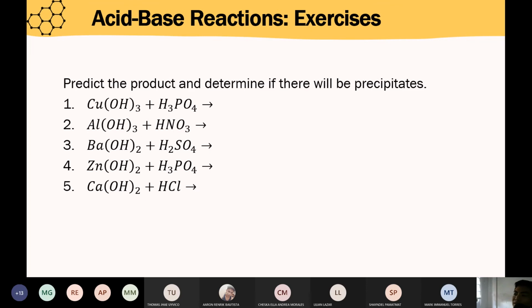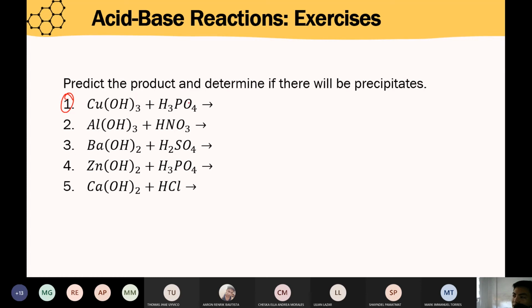Ganun lang. So let's try these questions here. Predict the product and determine if there will be precipitates now. So sometimes in acid-base reaction, we form precipitate, sometimes wala. Pero, again, since this is acid-base reaction, it's not really our priority to determine the precipitate. Hindi naman kailangan mag-form ng precipitate. Pero, let's check lang kung may precipitate na ma-form. So, let's try this one.